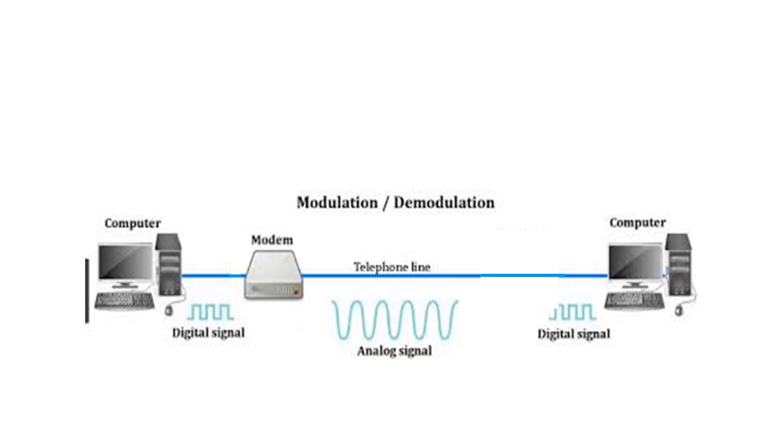So we have to use modem from the sender side. So now sender is the computer which transmits the digital signals. It will be transferred through the device modem and modem performs the modulation. So modulation is the technique which converts digital signals into analog signals.